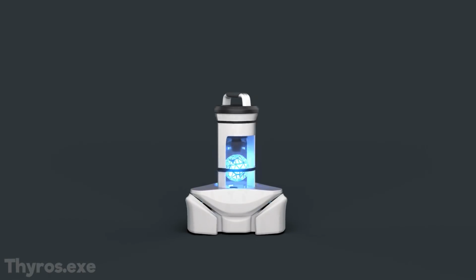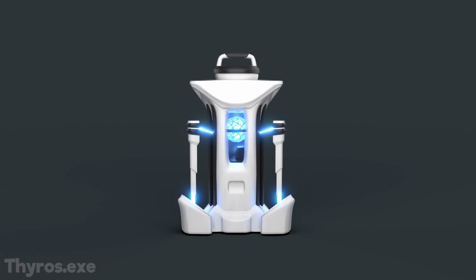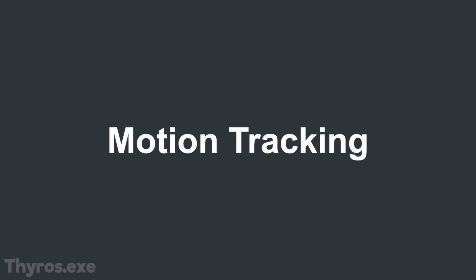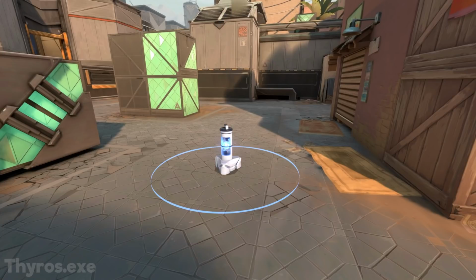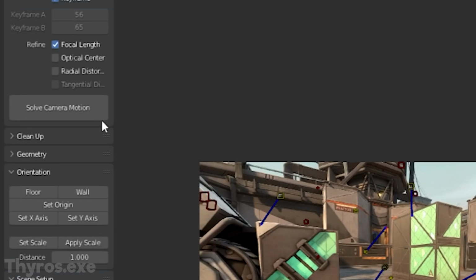Now the modeling process was over and I had to finally create the animation. For the animation, I decided to use motion tracking to place the spike in-game. I really liked motion tracking, but sometimes it was very annoying.